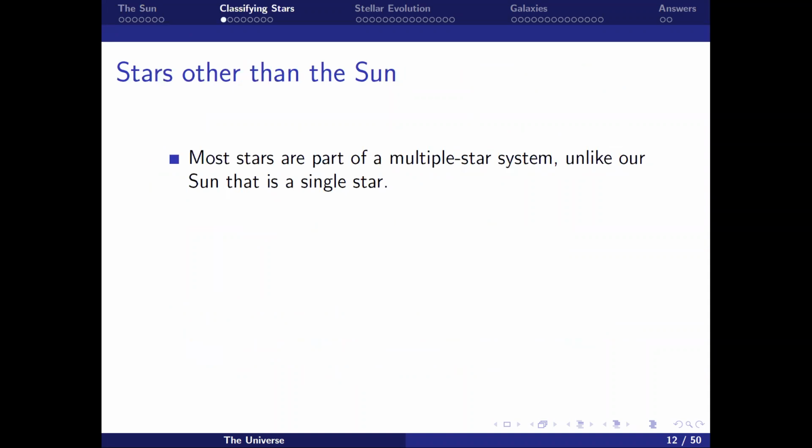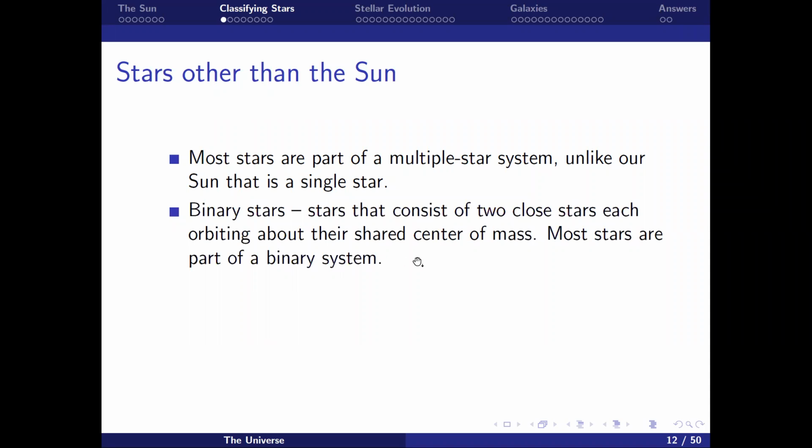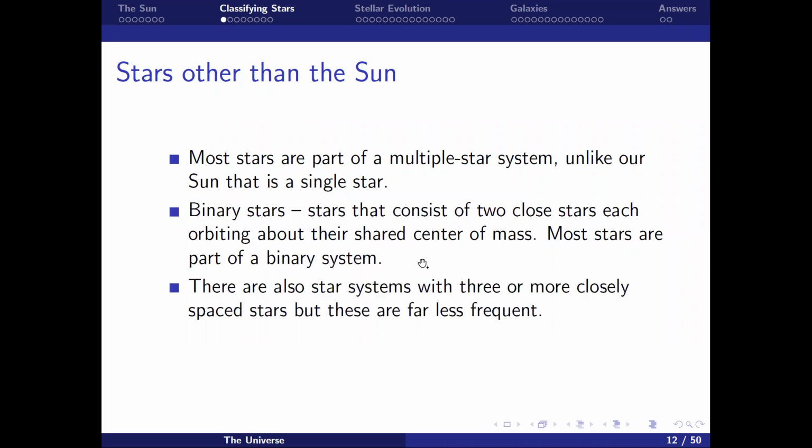Okay, so let's expand out and talk about stars other than our sun. And it turns out that most stars are actually part of a multiple star system. So unlike our sun, we just have a single star in our solar system. Most stars are part of a binary system, or possibly 3 or more closely spaced stars. Binary star systems are the most common. Single star systems and 3-star systems are much less common.